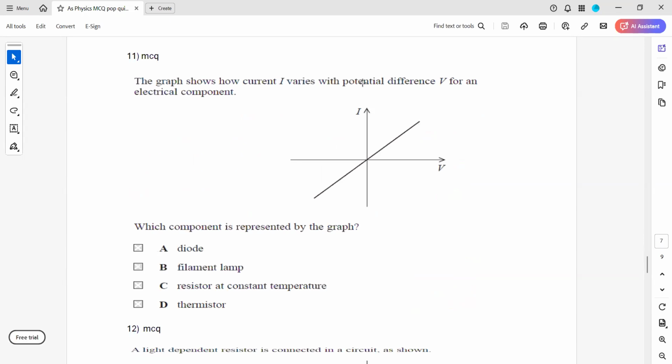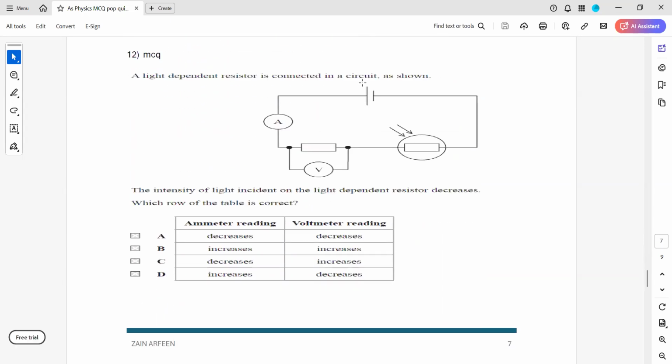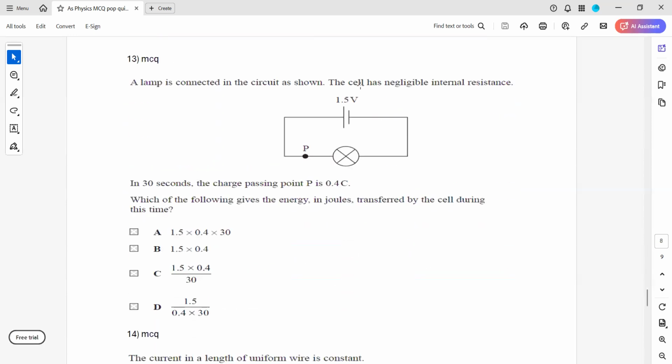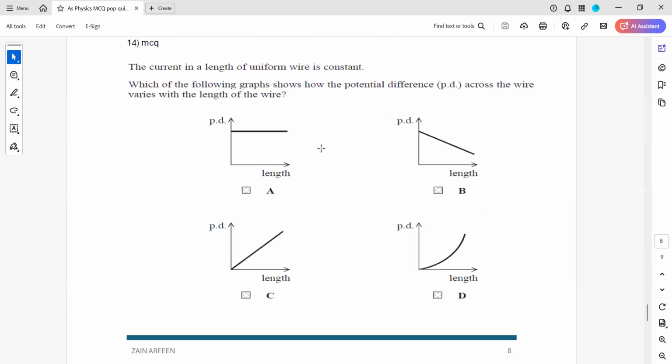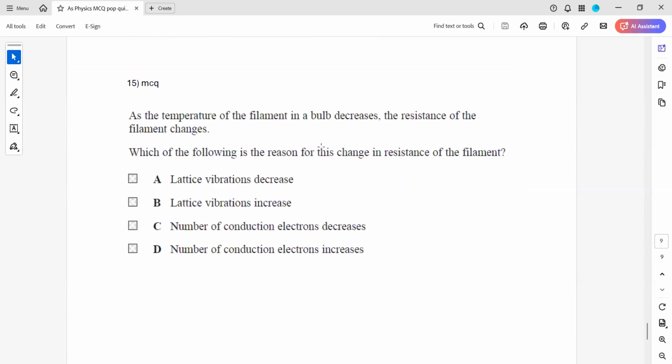Question 11, any doubt? Question 12. Question 13. Question 14. Question 15. No doubt?